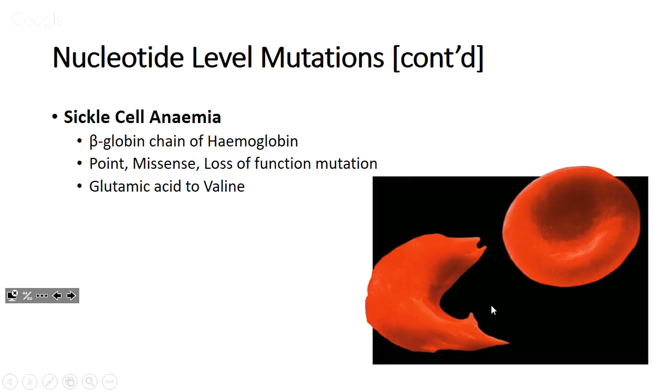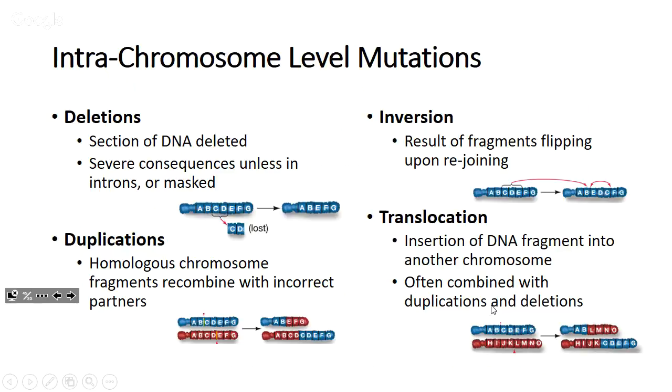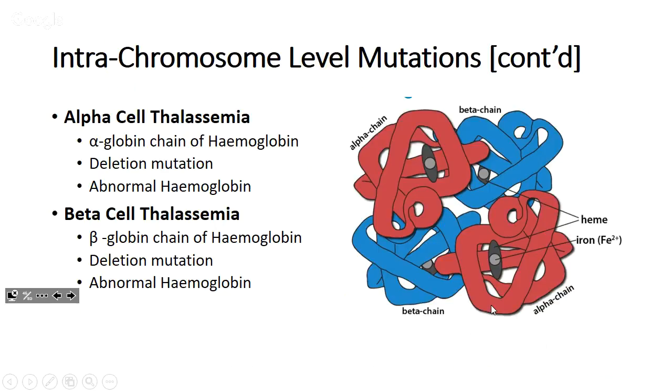Look, sickle cell anemia is a point mutation. All right, so intrachromosome level mutations. This is a situation where you get part of a chromosome being affected by a mutation. You're either getting part of it deleted, part of it flipped around during the DNA replication process, homologous chromosome fragments recombining to create incorrect partners, which is called duplication, or chunks of different chromosomes just inserting into each other wherever they like, not following the parameters of a healthy DNA replication, which is called translocation. Now, why do we care?